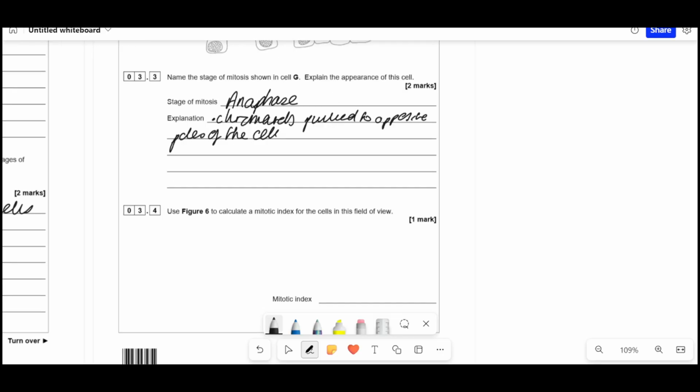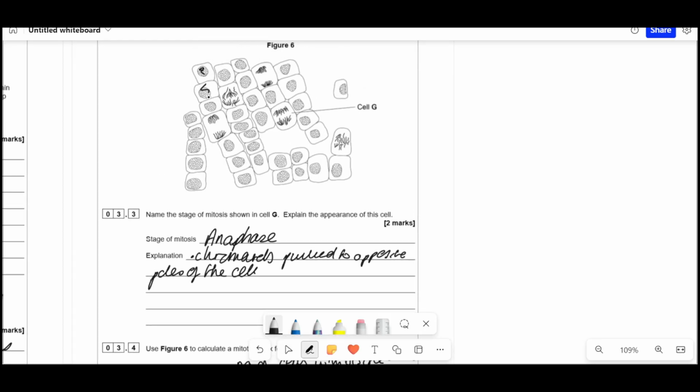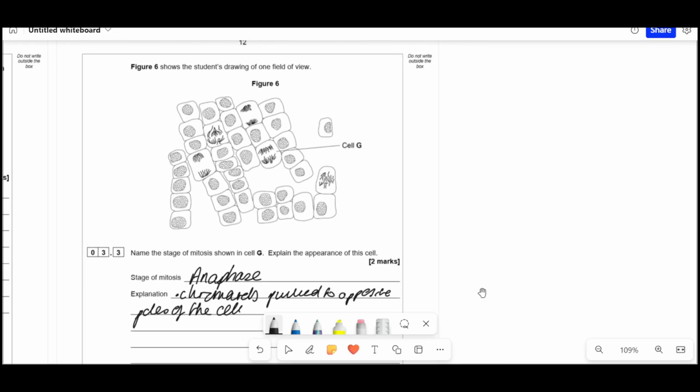So now it says use figure 6 to calculate a mitotic index for the cells in this view. So the mitotic index is going to equal the number of cells with visible chromosomes over the total number of cells seen. So if we do that, let's just work out the total numbers. 1, 2, 3, 4, 5, 6, 7, 8, 9, 10, 11, 12, 13, 14, 15, 16, 17, 18, 19, 20, 21, 22, 23, 24, 25, 26, 27. So we have 39 as our total, and we need to look at how many have got visible chromosomes.